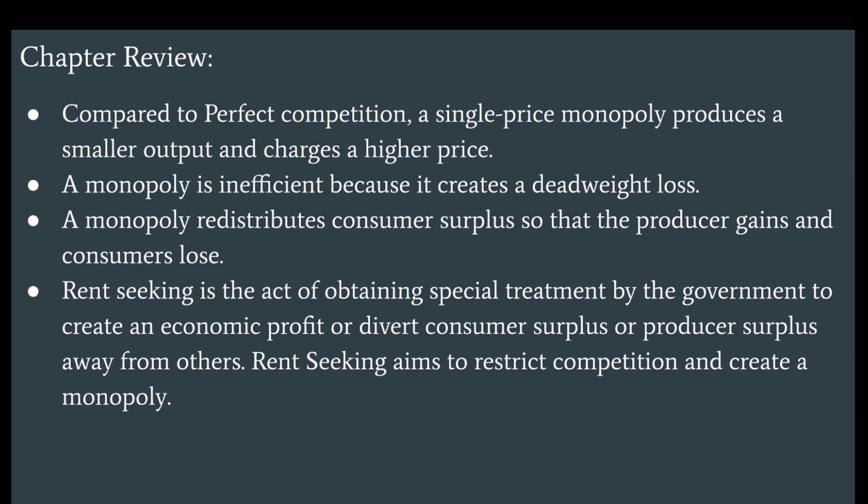Rent seeking is the act of obtaining special treatment by the government to create an economic profit or divert consumer surplus or producer surplus away from others. Rent seeking aims to restrict competition and create a monopoly.